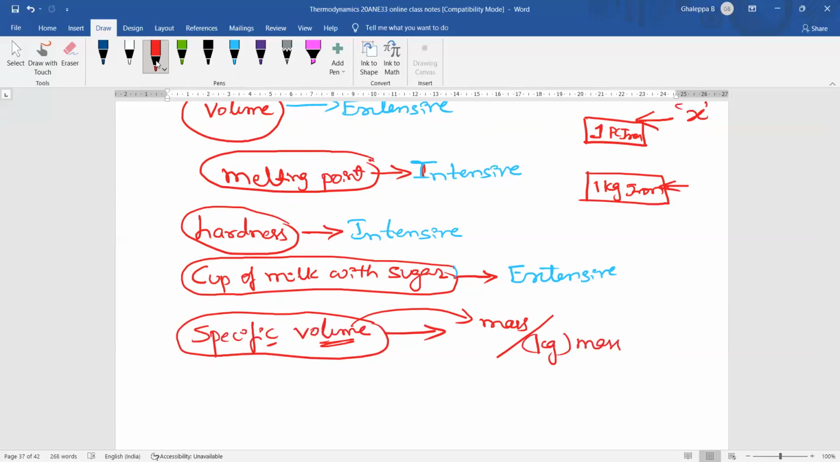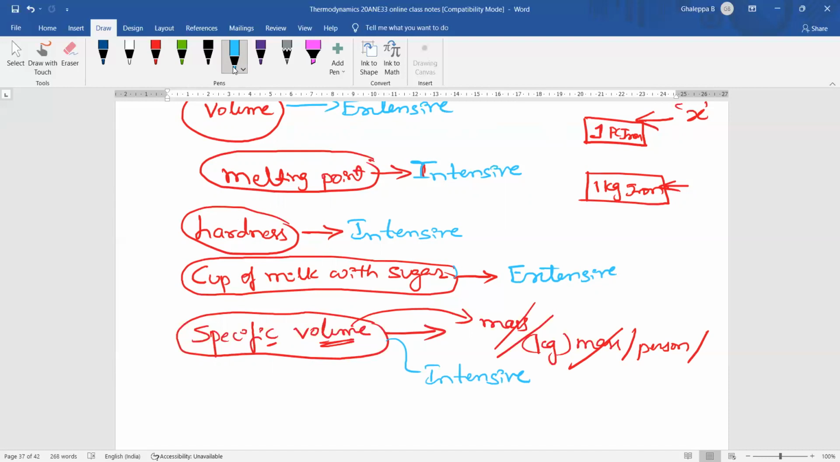In the classroom or maybe outside, some people may say, "Specifically I am telling you, do not disturb." So what does it mean? He is concentrating per person, individually. So it depends on mass, and mass gets cancelled, so it becomes an intensive property. Simply remember, any property which starts with the word specific, you call it an intensive property.